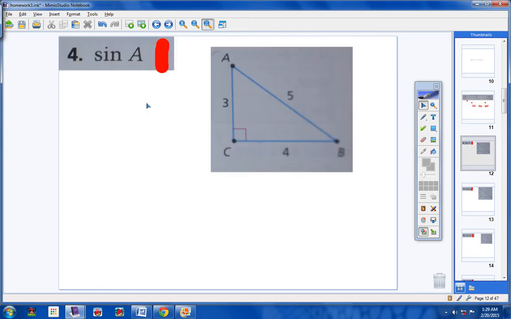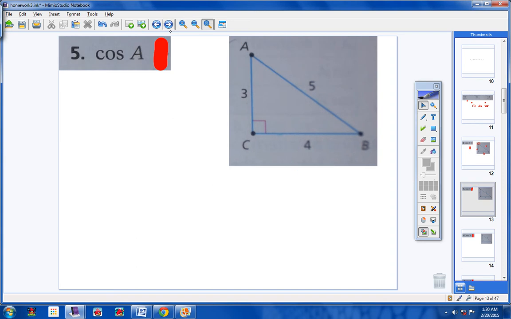Okay, moving on to numbers 4 through 9. Use the given right triangle to find the trigonometric ratio. So here we go. Angle A. So circle angle A. Come over here. This would be your opposite side, this would be your hypotenuse, and this would be your adjacent. Sine of A is opposite over hypotenuse. Remember, the trig ratio for sine is opposite over hypotenuse, so the answer would be 4/5.